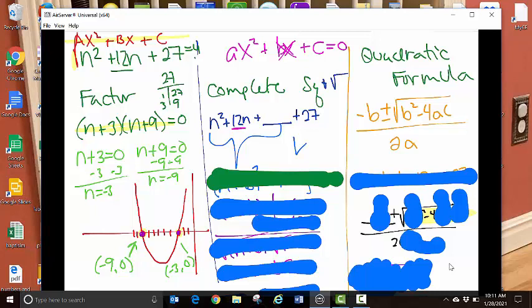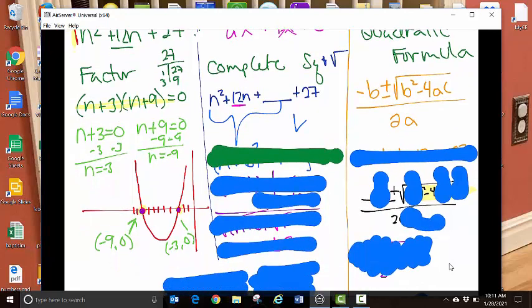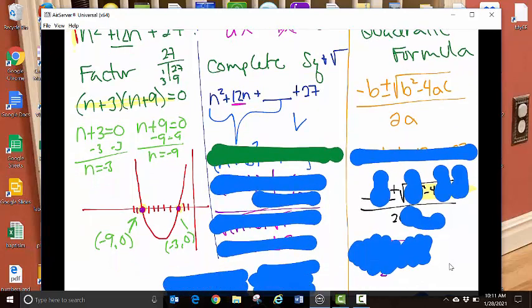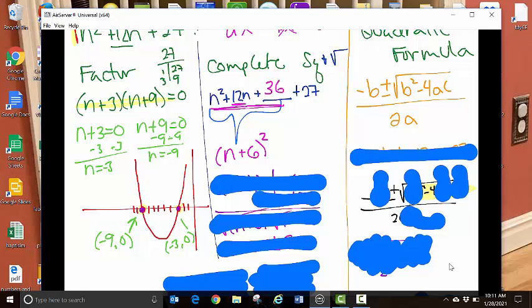So remember, step 1 is to add a space. This is what we were doing with Optimus quilts. Step 2 is to take half the middle number. Half the middle number is +6. So I know that whatever I do, this part right here is going to factor into half the middle number, n plus 6 squared. And then I square the middle number. 6 squared is 36. So I'm going to add 36 here and subtract 36 here.